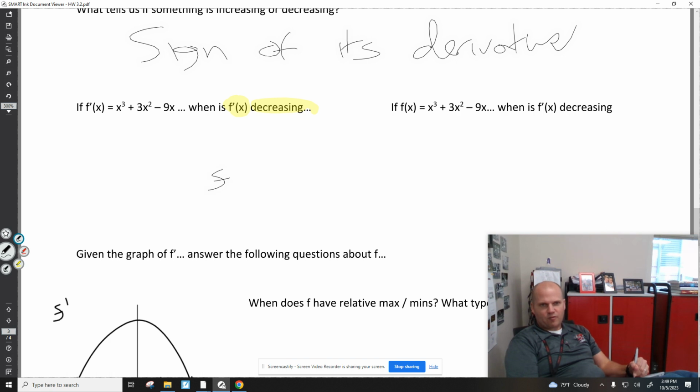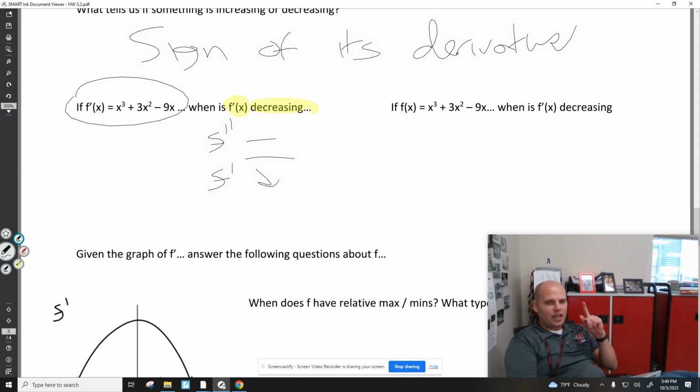Well, if f prime is decreasing, f prime's slopes have to be negative. Ooh, that's going to actually tell us about what f looks like a little bit more. We'll be able to be better graphing calculators after the next lesson. But here's f prime. When is it decreasing? Look at its slopes when they are negative. So I actually need f double prime, which is f prime slopes.